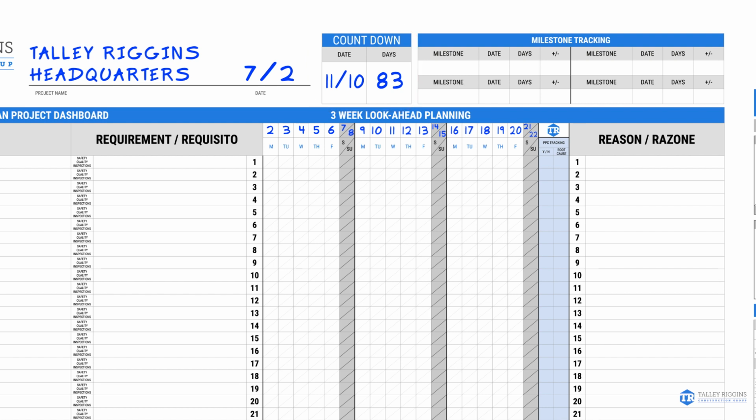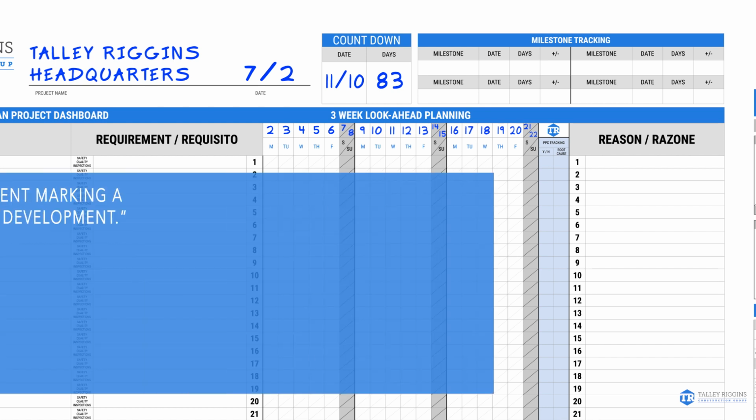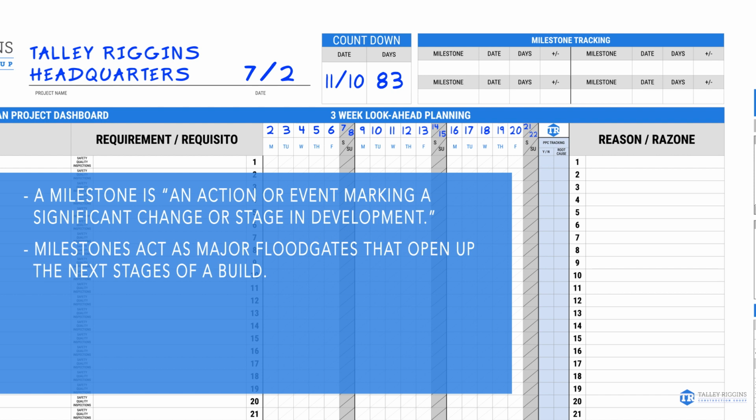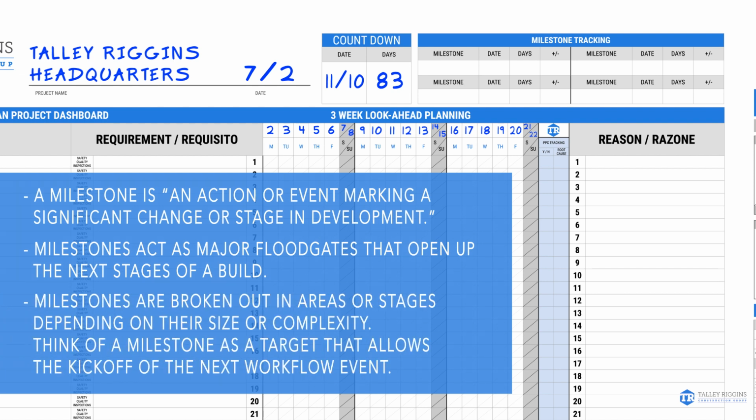Milestone tracking is one of the harder disciplines to master, as it takes a lot of thought and intuition to commit to accurate milestones throughout a project life cycle. A milestone is an action or event marking a significant change or stage in development. Milestones act as major floodgates that open up the next stages of a build. Sometimes milestones are broken out in areas or stages, depending on their size and complexity. Think of a milestone as a target that allows the kickoff of the next workflow event.